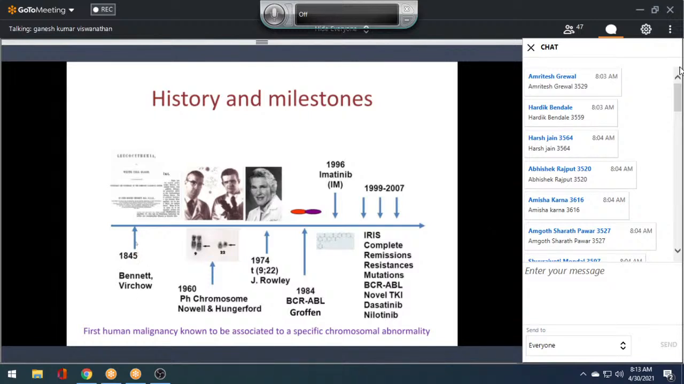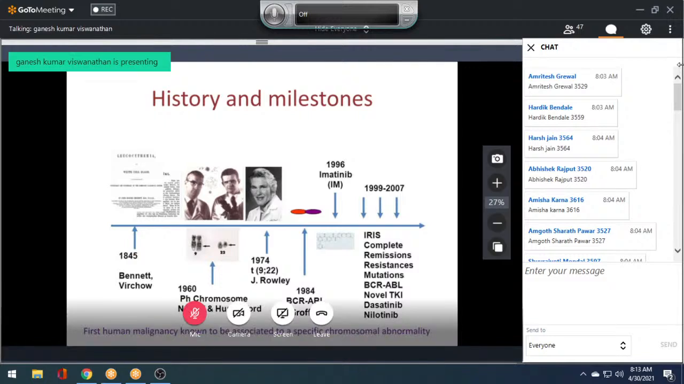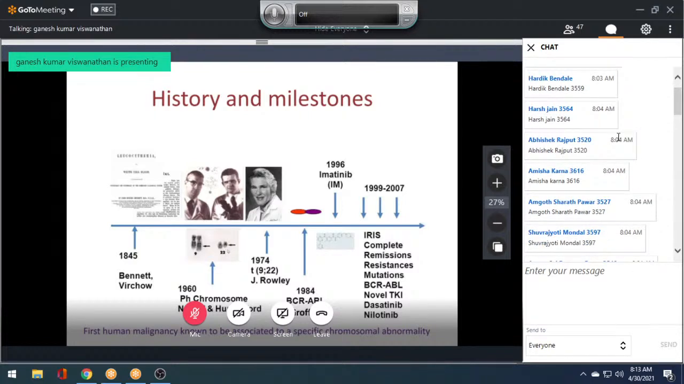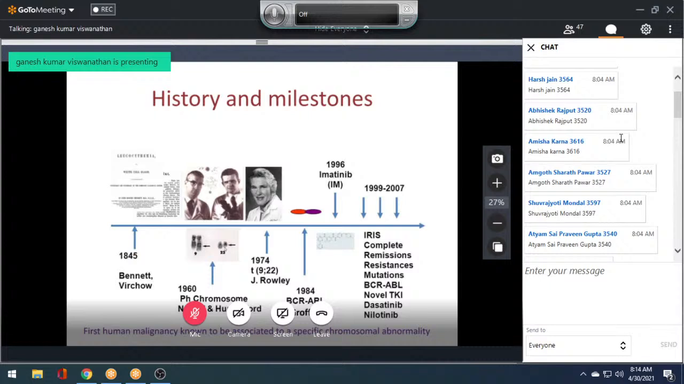Though the disease was first described in 1840, it was only in the 60s that Nowell and Hungerford described this particular type of chromosome, which is the Philadelphia chromosome. This is because of a translocation between 9 and 22. So here we have a normal chromosome 9, normal chromosome 22. This is the abnormal chromosome 9 and abnormal chromosome 22. So why is this abnormal? Some part from here has come here and fused here, and because of this chromosome 22 has become smaller. This small chromosome 22 is called a Philadelphia chromosome.